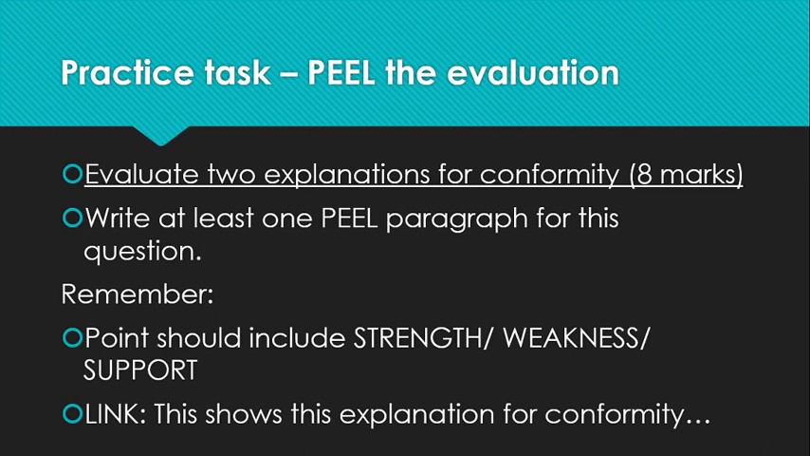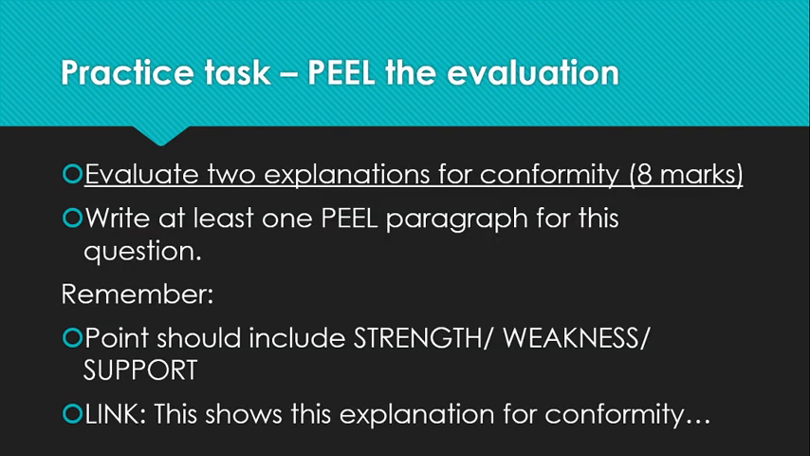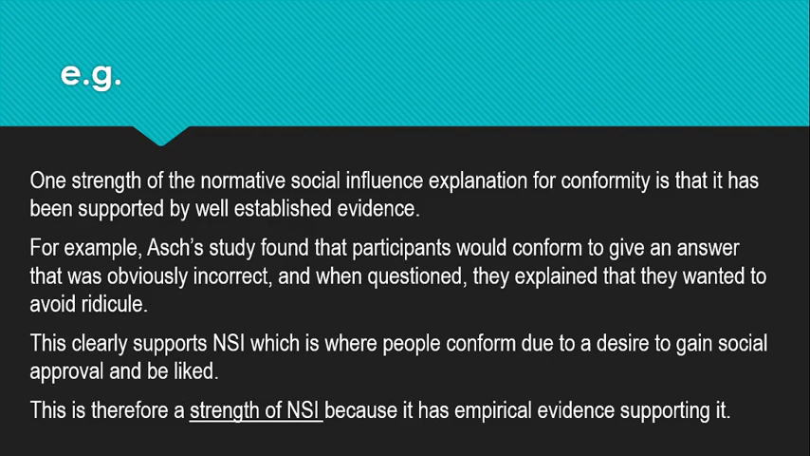It's in this sort of evaluation that I often get answers that say one strength of informational social influence is Asch, which is just really unclear wording. So I would suggest that you use these tips where you start your point by saying one strength is, or support of some sort, is evidence, that we have evidence to back up the idea of normative social influence, and then link back at the end. This shows this explanation for conformity is good because. I've put one example on the PowerPoint which I'm not going to read out now, but you can pull it up to read. I suggest you do a different one from this, but have a read of this first to give you an idea about how you could elaborate your answer. Okay, there you go.